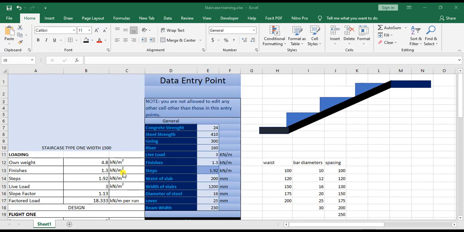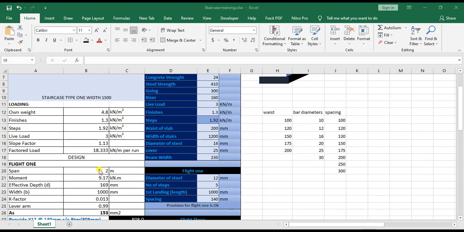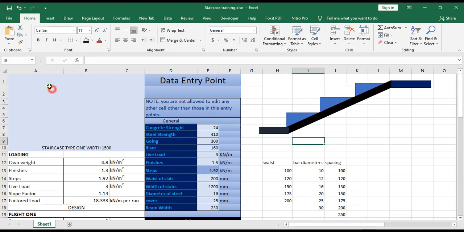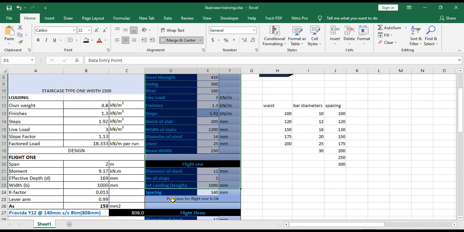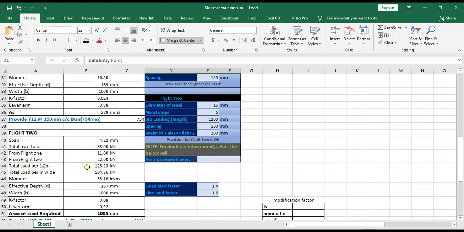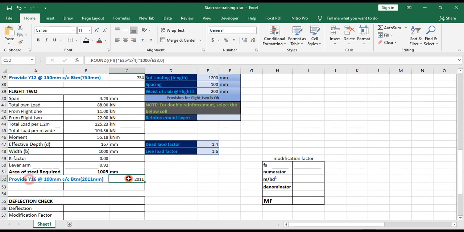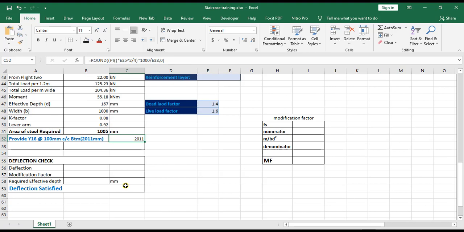In the last week, we were able to automate this staircase from the input. Here we showed all the code and all the formatting, and then we arrived at a point where we designed the last flight, which is flight 2. And today we want to look at how to do the deflection check.